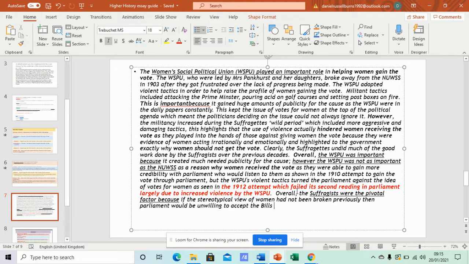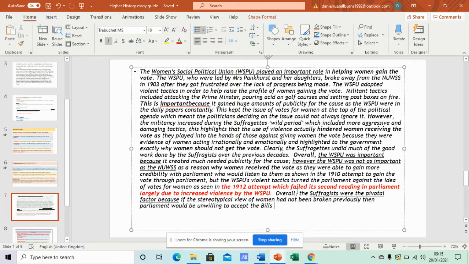So what it's saying is that the suffragists are the ones who are getting the acts of Parliament into government to be spoken about. And it's actually the negative aspect of the suffragettes and their violence, which then prevents it from progressing through Parliament, as seen in 1912 when the bill to give women the vote is withdrawn from Parliament.